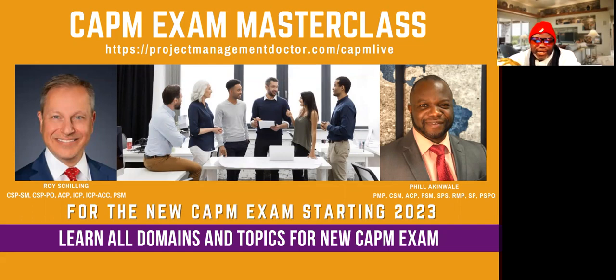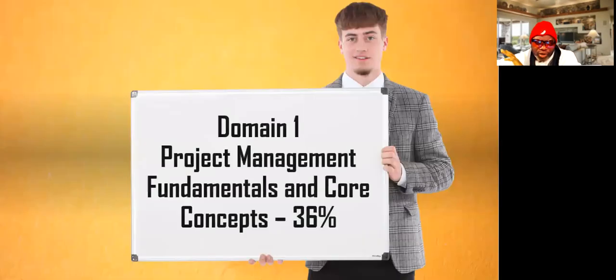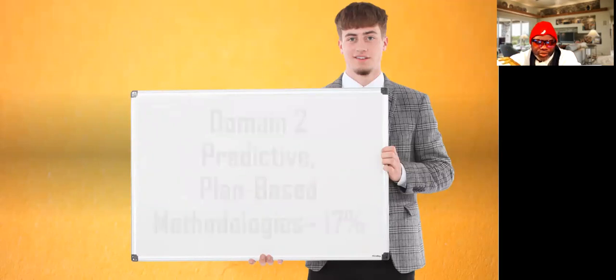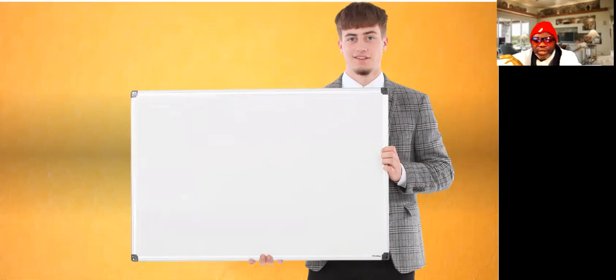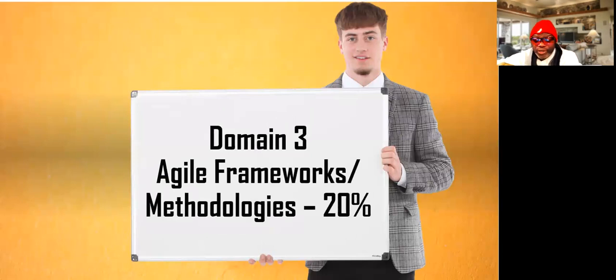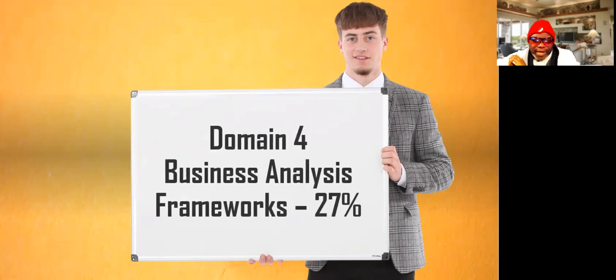Okay, so you know there are different domains for this exam. Domain 1 is project management fundamentals, 36%. Domain 2 is predictive plan-based methodologies, which is 17%. For that, you definitely need to know your 49 processes, 5 process groups, knowledge areas, and so on. The next one is the Agile frameworks and methodologies domain. That's 20% of the exam. And the fourth one is going into the world of business analysis, and it's 27% of the exam.